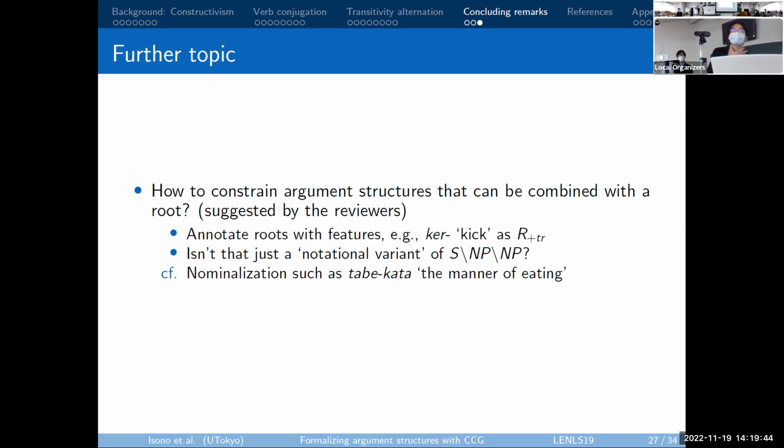Tabekata, arukikata, the manner of walking, or kowashikata, the manner of breaking, kowarekata, the manner of disrupting or breaking. But of course, there are some problems that should be overcome to adopt this analysis. So anyway, I have 1 minute left. So also, we have not provided an explanation for the elsewhere principle in contextuality.